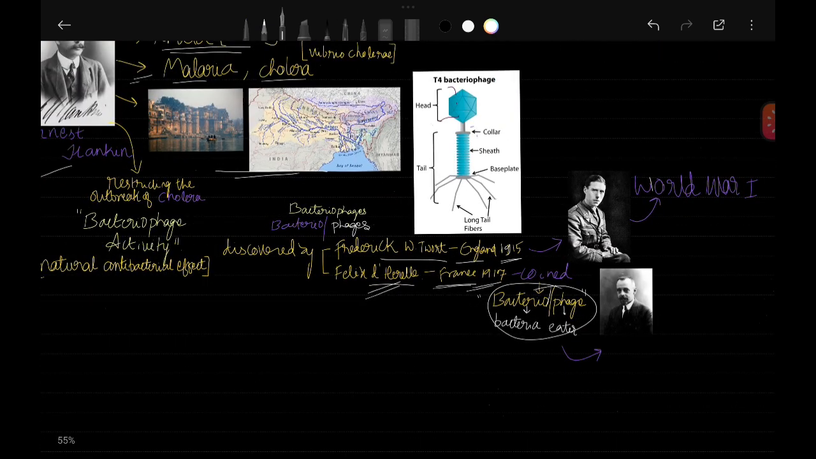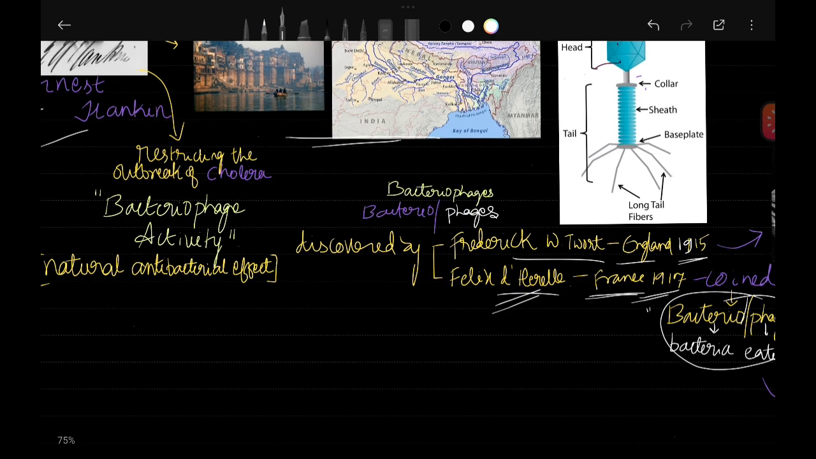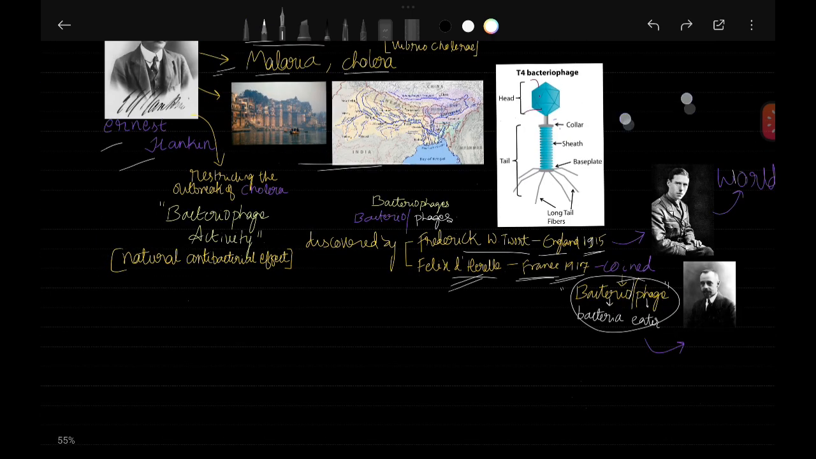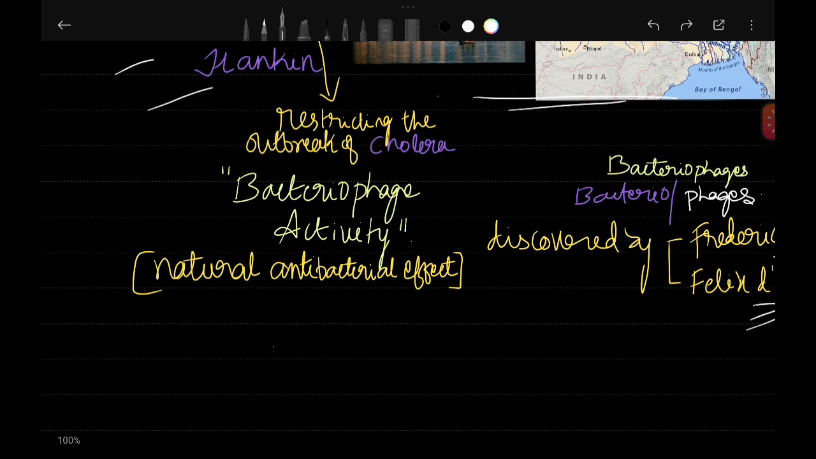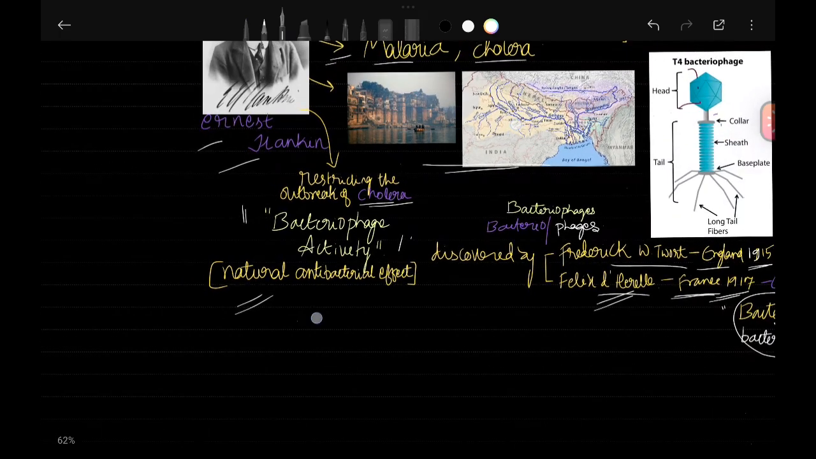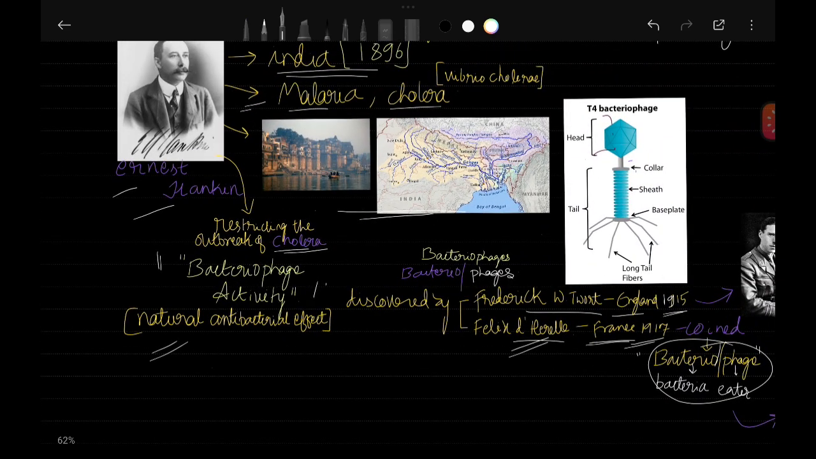Thereby, all this evidence has given credibility to the work of Ernst Hankin. What he noticed in the rivers Ganga and Yamuna, that something was going on in the rivers which was restricting the outbreak of cholera, has been named the bacteriophage activity, which is nothing but a natural antibacterial effect. So interestingly, the holiness and the medicinal effect of the rivers Ganga and Yamuna are also scientifically related to this phenomenon of bacteriophage.